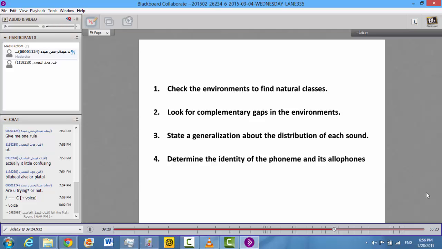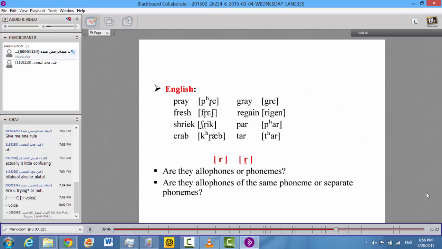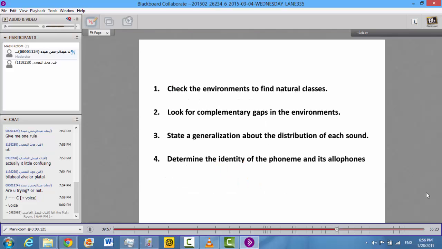So you have to check the data, look at the words, look at their meanings. If you have them transcribed, check the transcription. Try to check the environment in the first place. You have to check the environment to find natural classes, and check the environment of the voiced r and the voiceless r. Where does this occur and where does this occur? When we find it, then we have to look for complementary gaps in the environment. Then we state a generalization about the distribution of each sound, and then we determine the identity of the phoneme and its allophone.